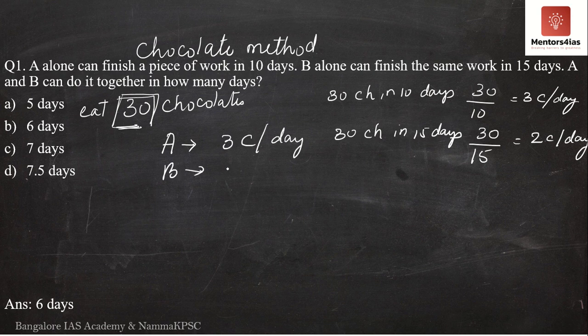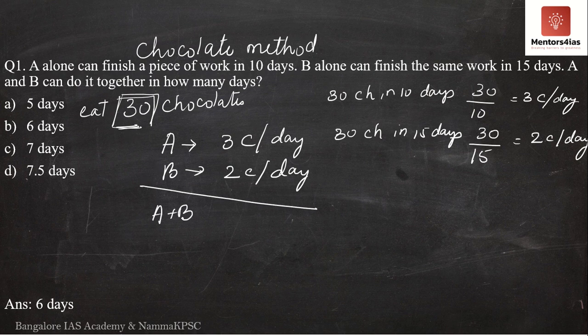B eats 2 chocolates per day. Now what is the question asking for? The question is asking if both A and B are working together, how many days will they take to complete the work? Meaning if both A and B eat 30 chocolates together, in how many days will they complete it together? So let me add this now.